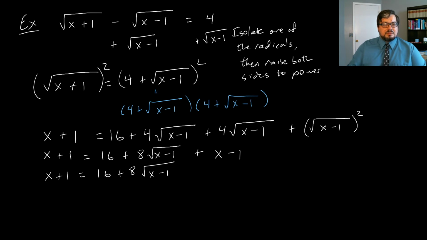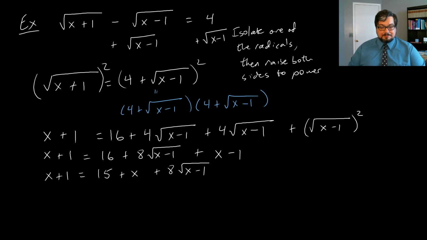So now we have x plus 1 equals 16 plus 8 times the square root of x minus 1. Sorry, I wanted to simplify this a little bit because we have some like terms. We've got a 16 and a negative 1 gives us a 15 actually, and then plus an x, and then plus an 8 square root x minus 1. Well, now what do we have? We've got an equation which involves a radical. And so we can continue on from here.